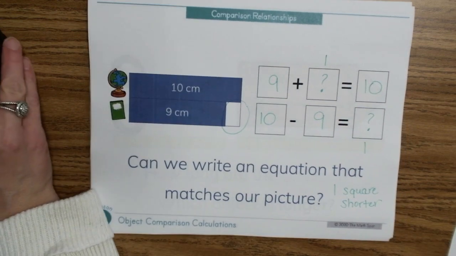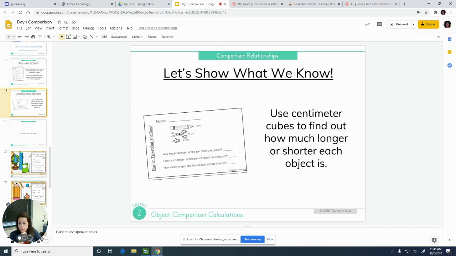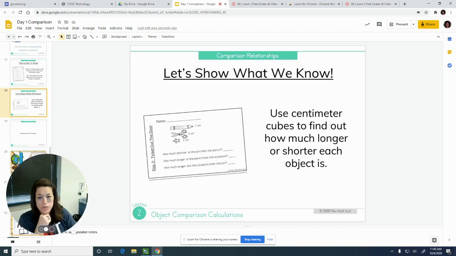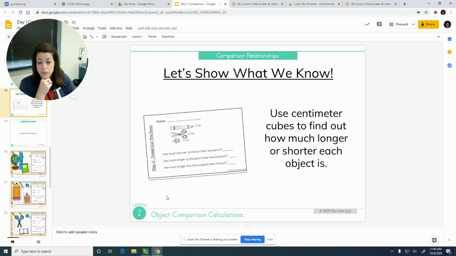Let's take a look at our assignment. Okay, so for your assignment, you're just going to have a ticket out the door. So you're going to answer these 3 questions that just says how much shorter is the pen than the pencil? How much longer is the pencil than the scissors? And how much longer are the scissors than the pen? And it will be on a piece of paper so that you can show me the math that you're doing. So that will be your assignment for the day.